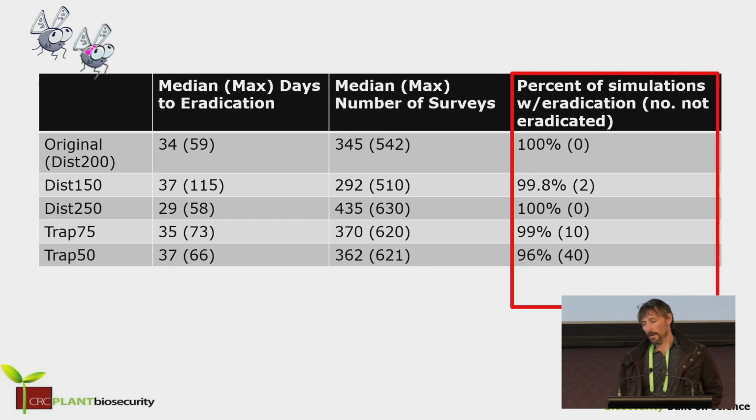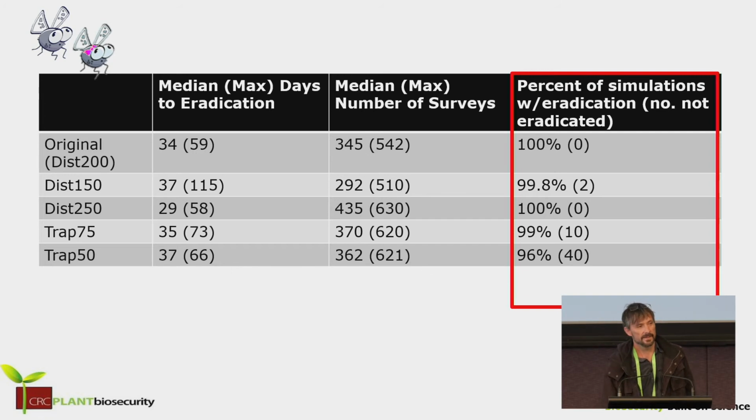Yeah. Okay, so we can see the percentage of simulations out of 1,000 different runs where eradication was successful. So for the original, 100%, in all 1,000 it was successful. So it gives us confidence that what they actually did was pretty safe. If we shrink the distance a little bit, 2 of the 1,000 were not successful. If we increase the distance, it's back to 100%.